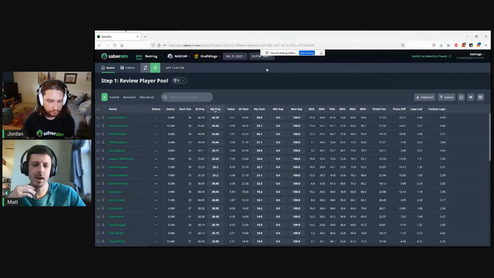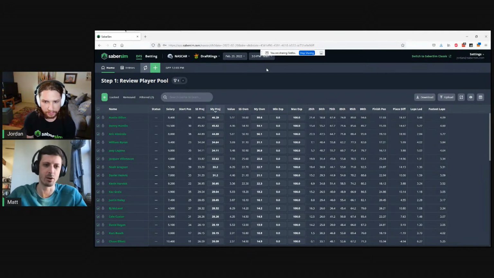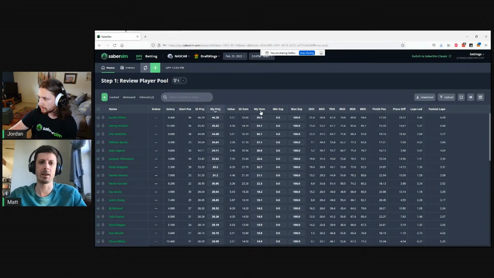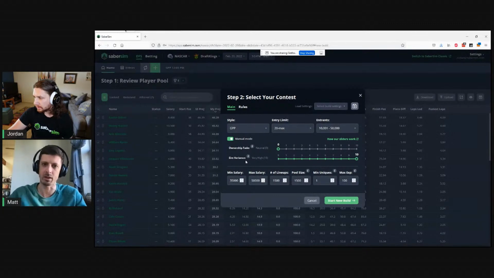Yeah, so just to explain how our builder works for those that are unfamiliar or just need a reminder, the key here is this sim variance setting in the builder. On the surface, you might think sim variance is similar to randomness in other optimizers, but it's actually very, very different, especially for a sport like NASCAR.